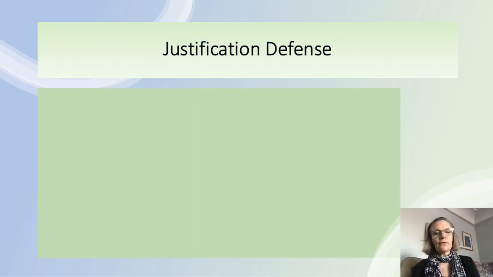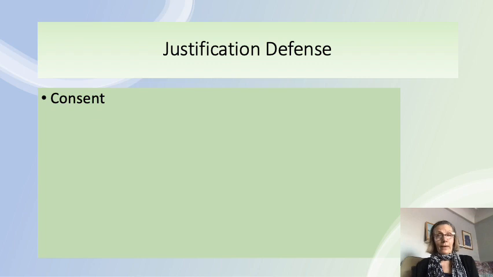Okay, the first justification defense that your textbook talks about is consent. And so consent is basically that you had permission to do something, okay? And so consent could be that you had permission to borrow somebody's car. Consent could be that you had permission to enter somebody's home. Consent could be that you had permission to have sex with somebody, okay? And so you could say that, yeah, I entered that person's home. Yeah, I did borrow that person's car. Yeah, I did have sex with that person.